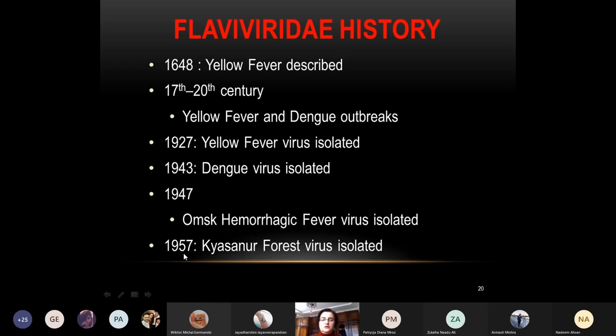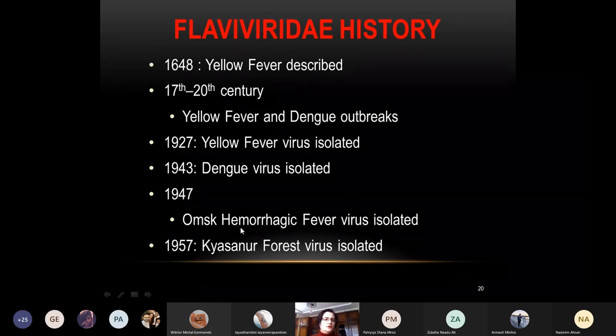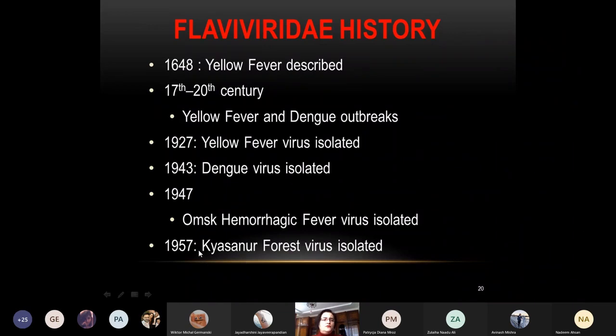And two more possible hemorrhagic fevers, maybe not so widespread, but for mutations and new outbreaks, it's a very good possibility. Omsk hemorrhagic fever virus was first isolated in 1947 from the blood of a patient with hemorrhagic fever during an epidemic in Omsk and Novosibirsk regions of the former Soviet Union. Kyasanur forest virus was first isolated from a sick monkey in the Kyasanur forest in India in 1957. Since its recognition, 400 to 500 cases a year have been reported.